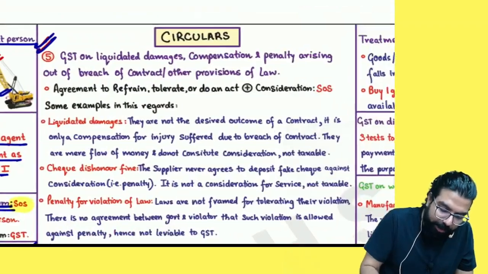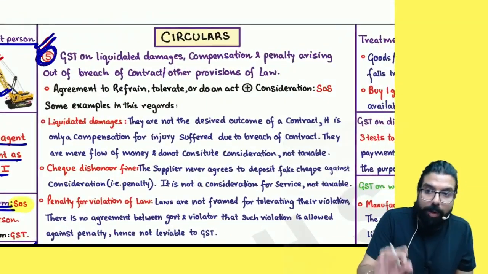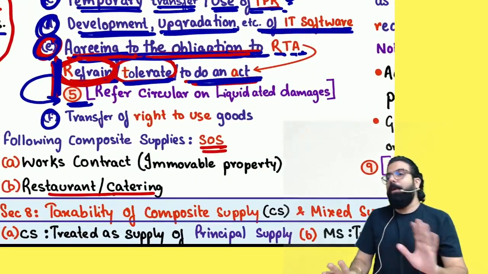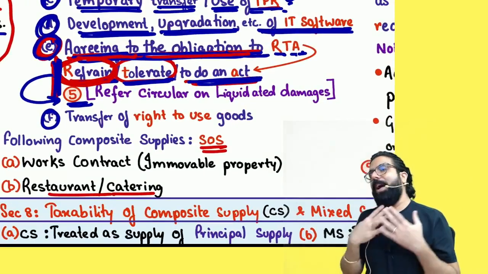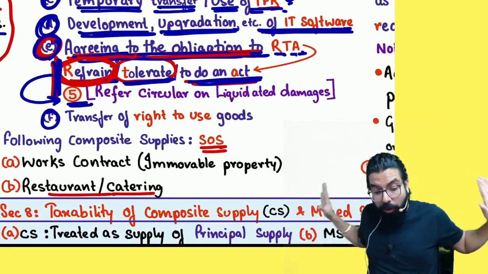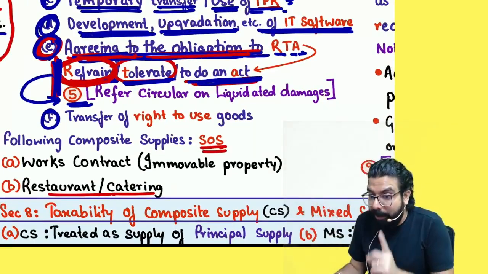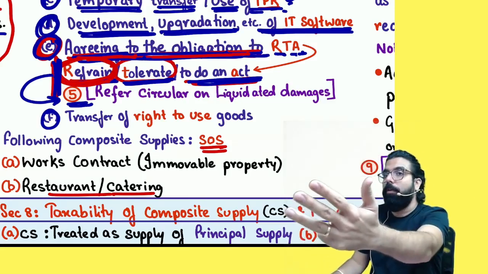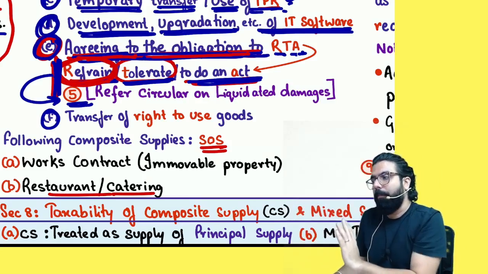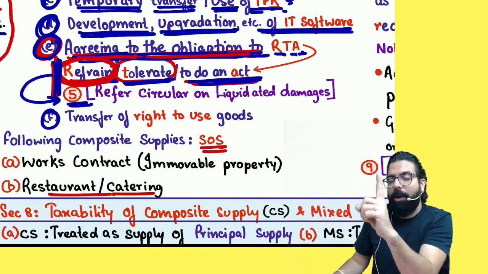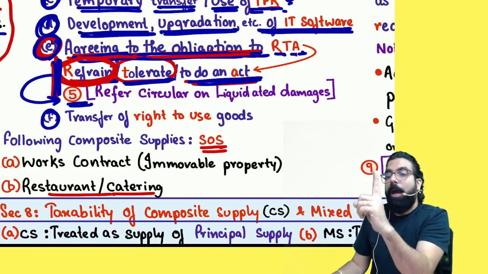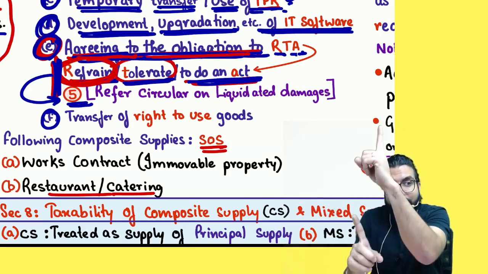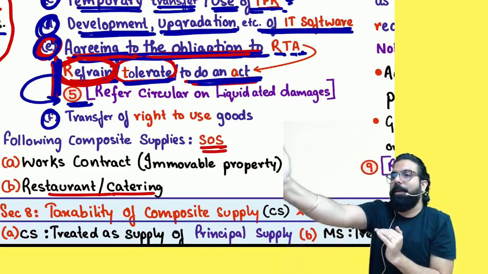Now listen, this circular I am not explaining now. Why, sir? Because I first want you to digest these 3 points. What do you mean by agreeing to? If I agree to not do something, or I agree to tolerate, or I agree that I will do this for you, is it supply of service? But what is mandatory? Number 1, agreement. Number 2, agreement, and only then it will be a supply of service.